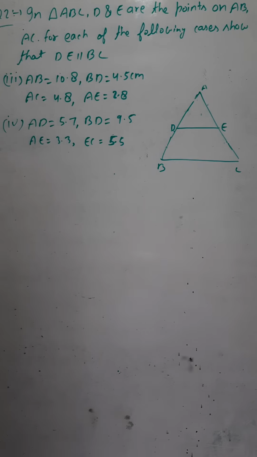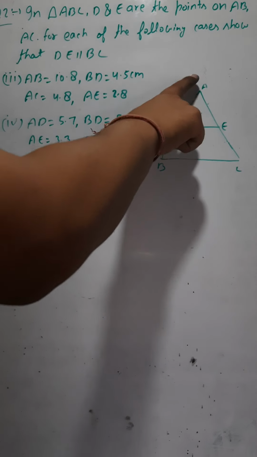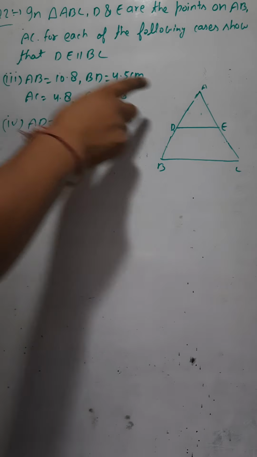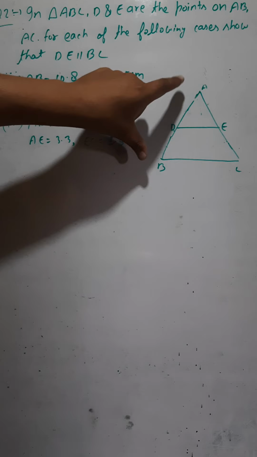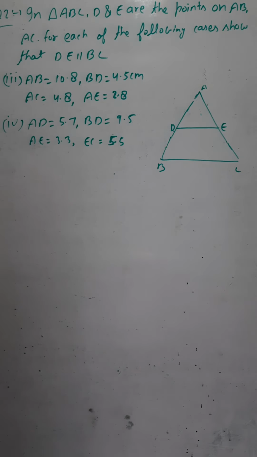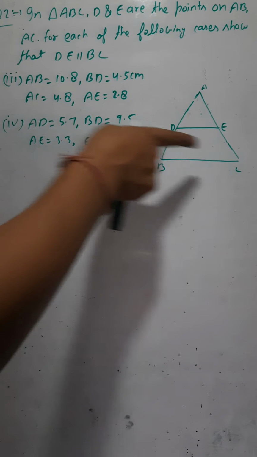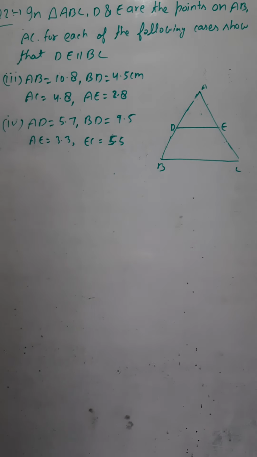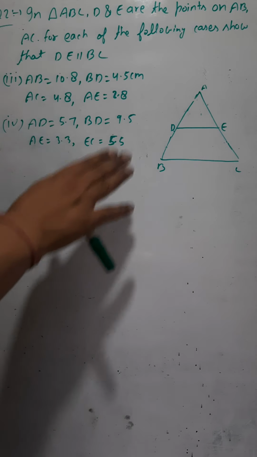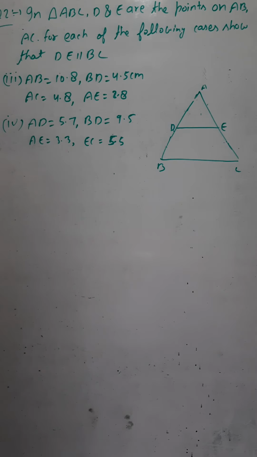These are also similar questions. Question number 3 is: AB, this complete, has been given as 10.8 and BD is 4.5. So subtract these two and you would get the value of AD. Simple. Then AC complete length has been given as 4.8 and AE as 2.8. So subtract this and you would get the value of EC. Then just check the ratios. If the ratios are the same, then it shows that the two lines are parallel to each other. Similarly, the fourth question is also very simple. So the third and fourth, you try yourself.